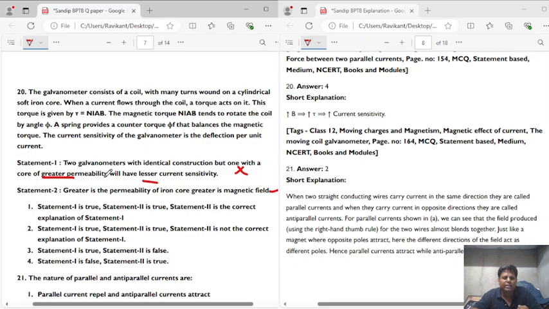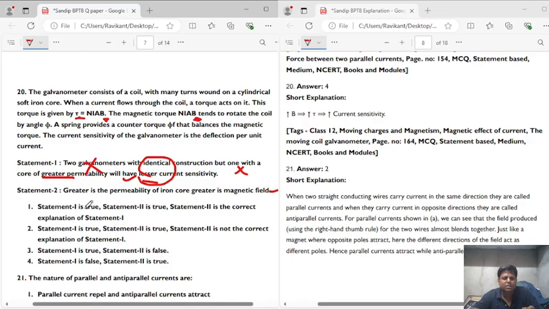Why? Because if greater is the permeability, greater will be the magnetic field. The torque is directly proportional to the magnetic field, and if torque is more, deflection will be more, and if deflection is more, the sensitivity will be more. But they are saying that the sensitivity will be less. So statement first is wrong and statement 2 is correct. Let's see the option, what the option says.